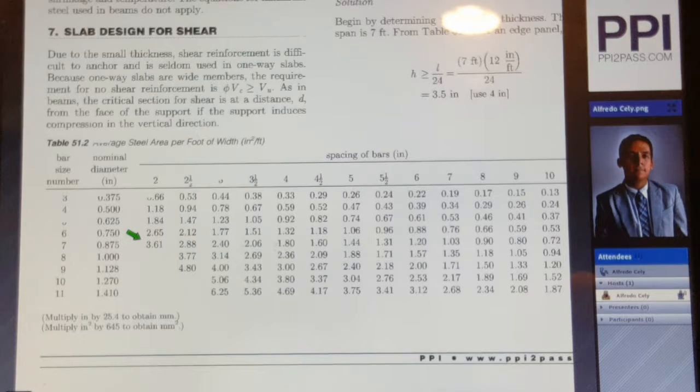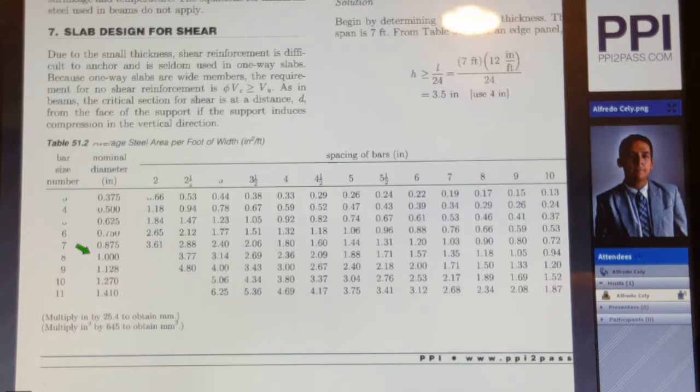and it provides you the average steel area per foot width of the slab. Another key part is that it provides you the nominal diameter in inches for each bar size number. Note that the bar size number is based on 1/8. That's why your bar size 8 is going to have a nominal diameter of 1, because it'll be 8 over 8.